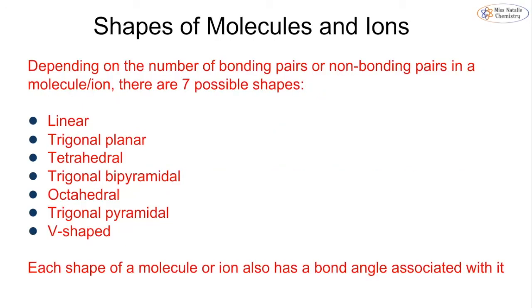Now, depending on these numbers of pairs, there are 7 possible shapes, and each shape has a bond angle associated with it. We're going to go through the different examples, and I'm going to show you the different numbers of bond pairs, lone pairs, and an example of each and how we draw them. But the 7 possible shapes are linear, trigonal planar, tetrahedral, trigonal bipyramidal, octahedral, trigonal pyramidal, and V-shaped. Now, you will actually have met quite a few of these already, you just don't realise that you have already met them. So let's start off by looking at the first one.